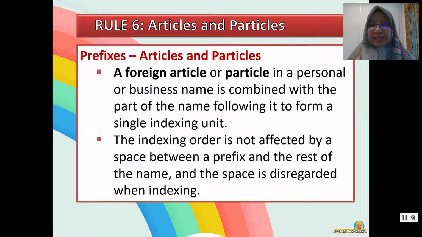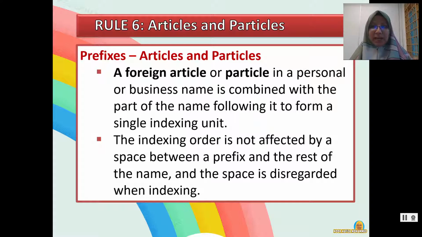Rule number 6, articles and particles. A foreign article or particle in a personal or business name is combined with the part of the name following it to form a single indexing unit. Again, it's a foreign article or particle. Indexing order is not affected by a space between a prefix and the rest of the name, and the space is disregarded when indexing.